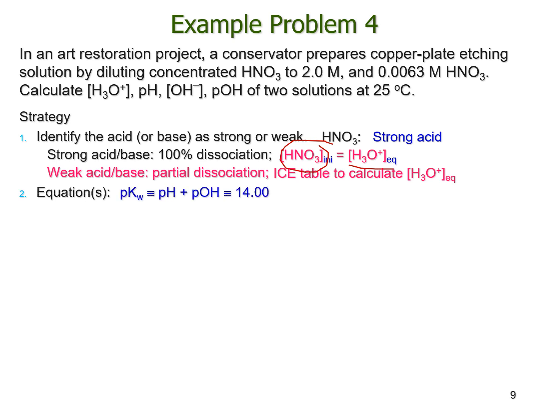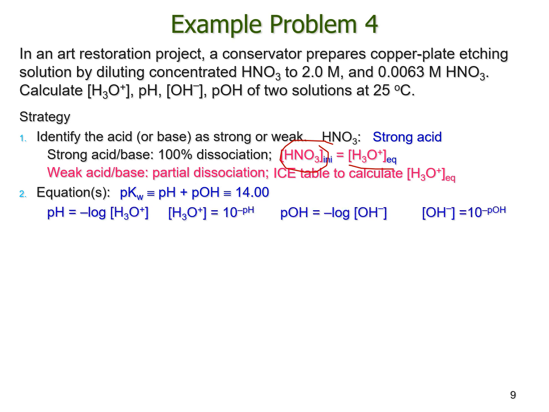All right. So like I said, this problem calls for Kw or pKw. So we have pKw equals pH plus pOH equals 14.00. The three-line equals sign here means always equal at 25 degrees, of course. And we pull out the definition of pH, the definition of pOH, and how we can get the concentration of hydronium if we know the pH and so on and so forth. We may need all these equations for our calculation.